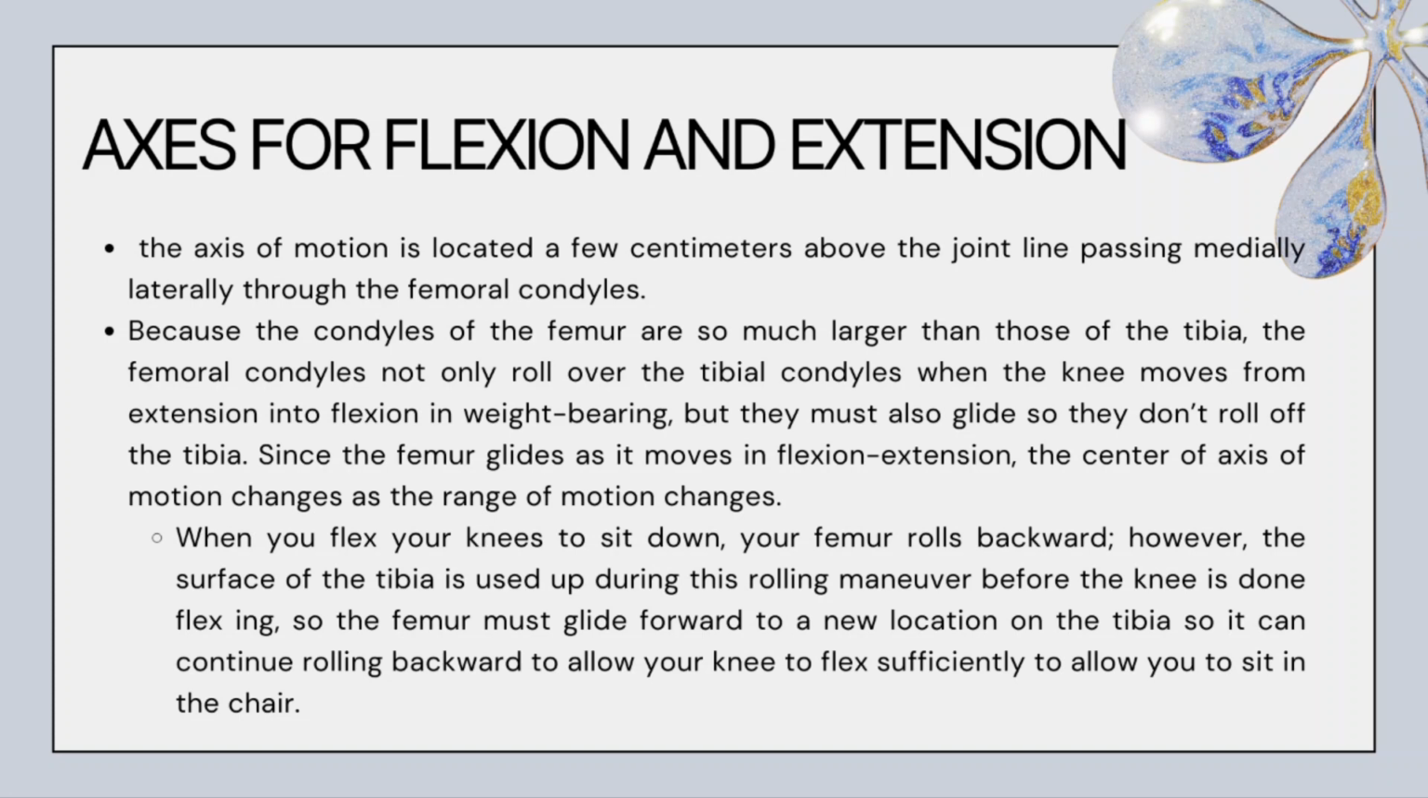So, kapag uupo tayo, mag-flex yung knees natin. Ang mangyayari doon ay yung femur is magro-roll backwards. Tapos, since maliit yung condyle ng tibia, or mas maliit yung surface niya, before matapos yung rolling motion na ginagawa ng femur, nagamit na lahat ng space sa tibia, causing na yung femur natin is mag-glide forward para may space na ma-create. Tapos, pwede na tayong makaupo using our sufficient flexion for sitting. So, pag tatayo naman, yung knees natin is nagpe-perform ng reverse maneuver during closed chain activities.